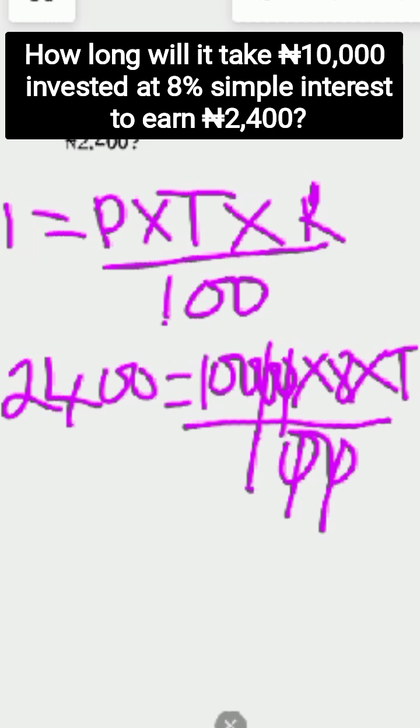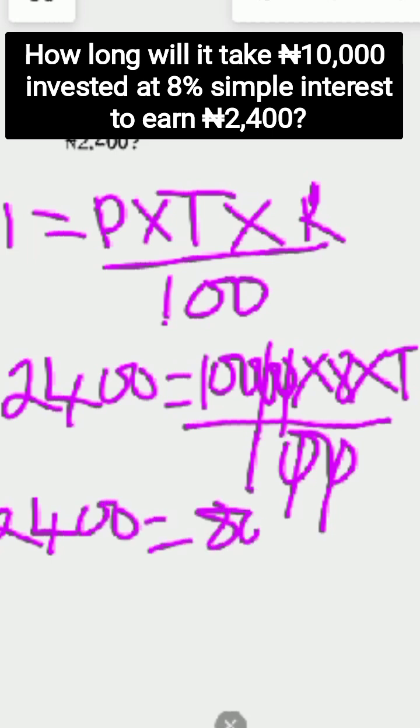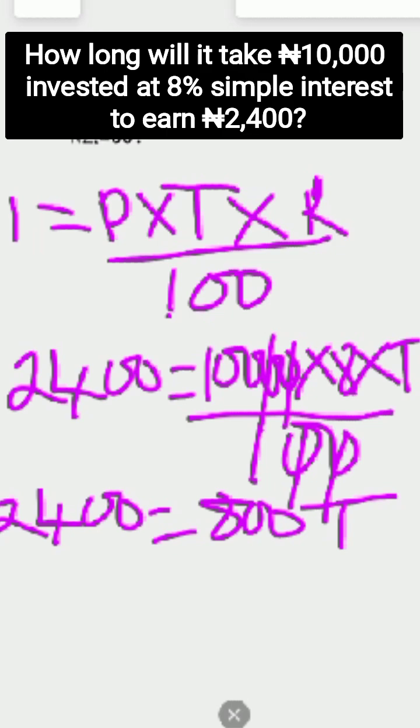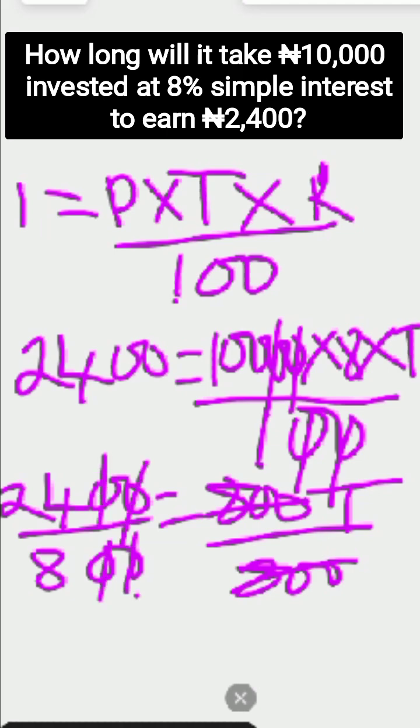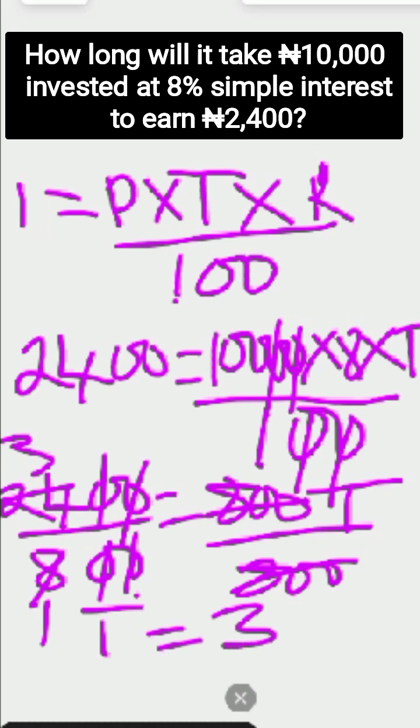So we have 2,400 is equal to 800t. To find what t is, our time, we simply divide by 800. So I'll divide both sides by 800. 800 will cross this 800, we have t remaining, and we have 2,400 divided by 800. 0 cross 0, 0 cross 0. 24 divided by 8 is 3. So our t is equal to 3. Remember, t is always in years, so we have 3 years.